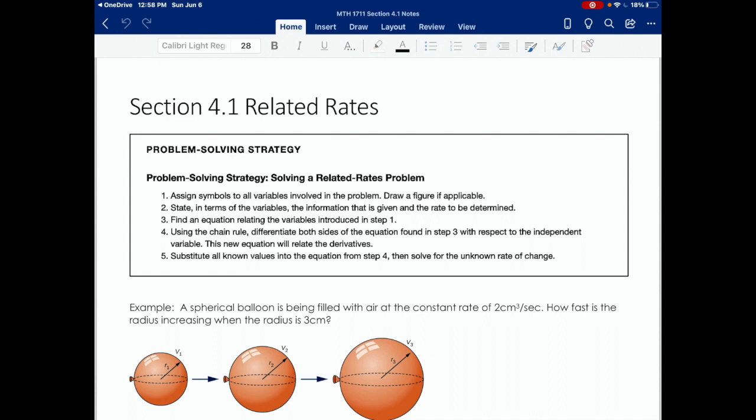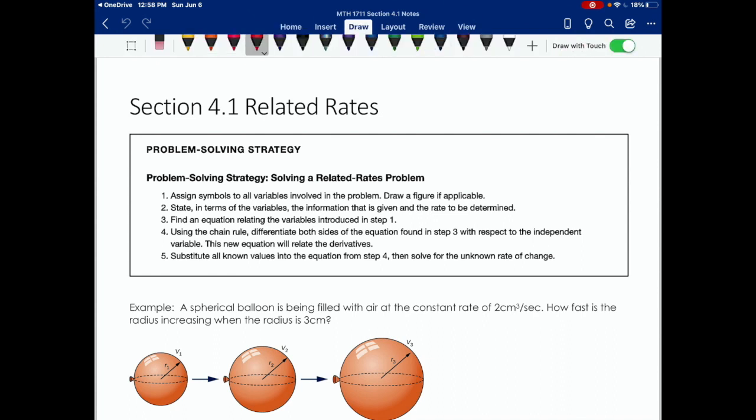And so there's a nice problem-solving strategy here laid out for us. In the first step, you're going to figure out what all the variables are and label them. So, for example, if we're talking about volumes, we're going to want to assign V for volume. And then after we figure out what all the variables are, it's really helpful if you can draw a picture, because it really helps you think through the problem.